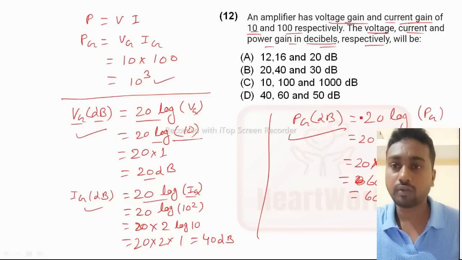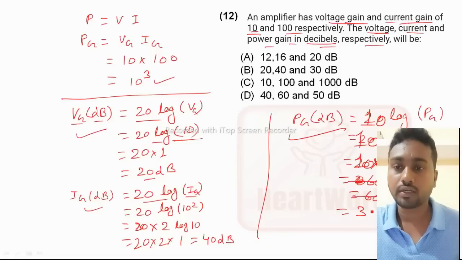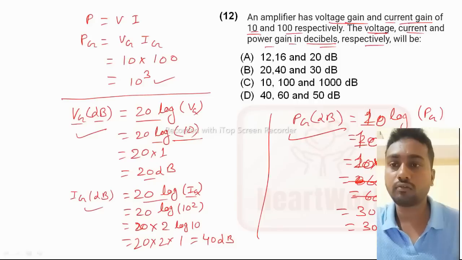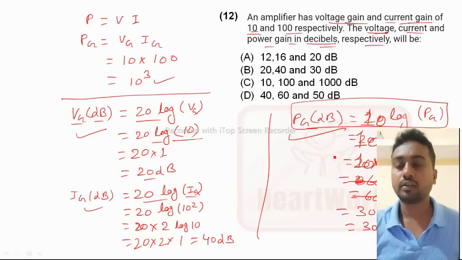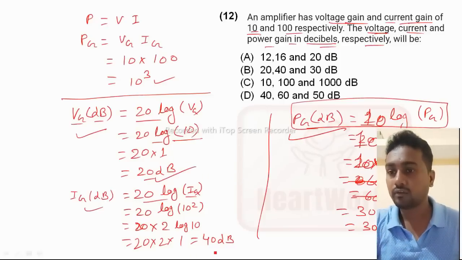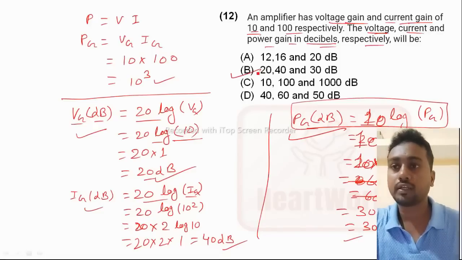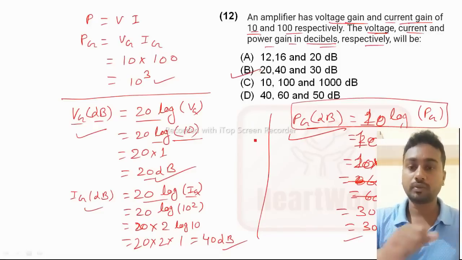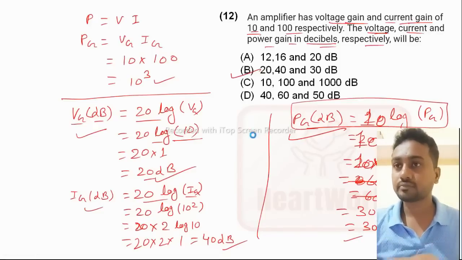Okay, but for power we have to write 10 log power gain. It is 10 log power gain, so it will come 30 into 1 or 30 dB. For power gain we have a formula, this one, 10 log power gain. So power gain is 30 dB. Voltage gain how much? 20 dB, 40 dB and 30 dB. So 20, 40 and 30, it is option B, the right answer.